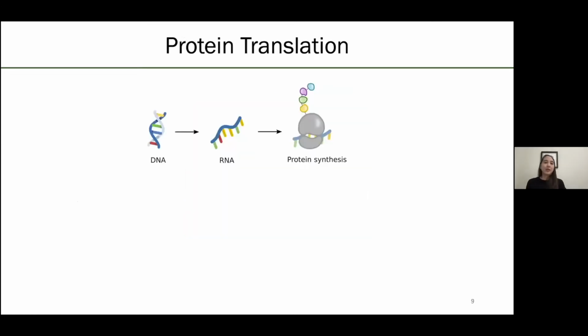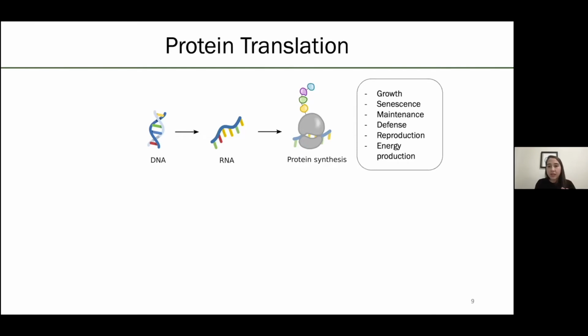So let me talk to you a little bit about protein translation. The dogma in molecular biology says that the flow of information goes from DNA, and then it's made into RNA, and from RNA, it's made into proteins. And so protein synthesis is arguably the most important step in every cellular life cycle, because once proteins are synthesized, they are involved and responsible for basically all cellular processes, including growth, senescence, maintenance, defense, reproduction, and energy production.